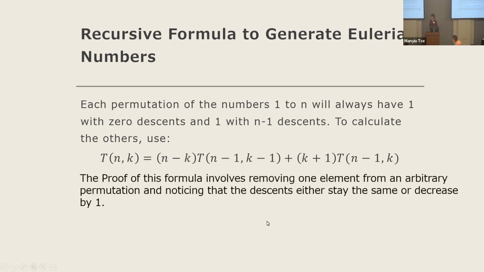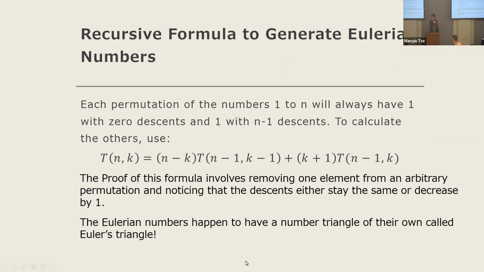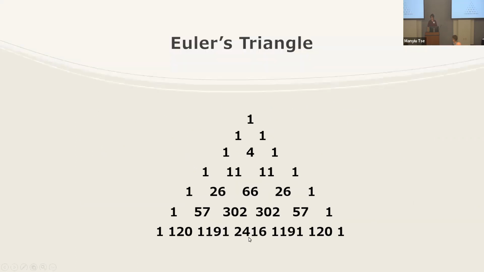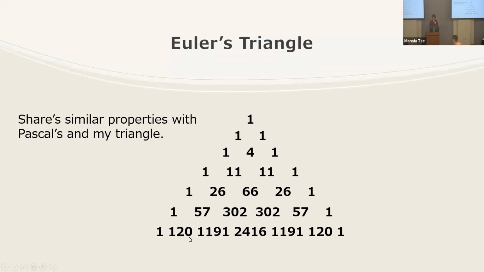The proof of this formula involves looking at an arbitrary permutation, removing one element from it, looking at the digits to the left and right of it, comparing their values, and noticing that either the descents stay the same or decrease by 1. And from those, you get these combinations. Eulerian numbers also happen to have their own number triangle called Euler's triangle, which was studied by Euler. And here it is. You'll notice that it shares similar properties with Pascal's and my triangle. One being each row is equal to a factorial number. And in Pascal's, each row is equal to 2 to a power.